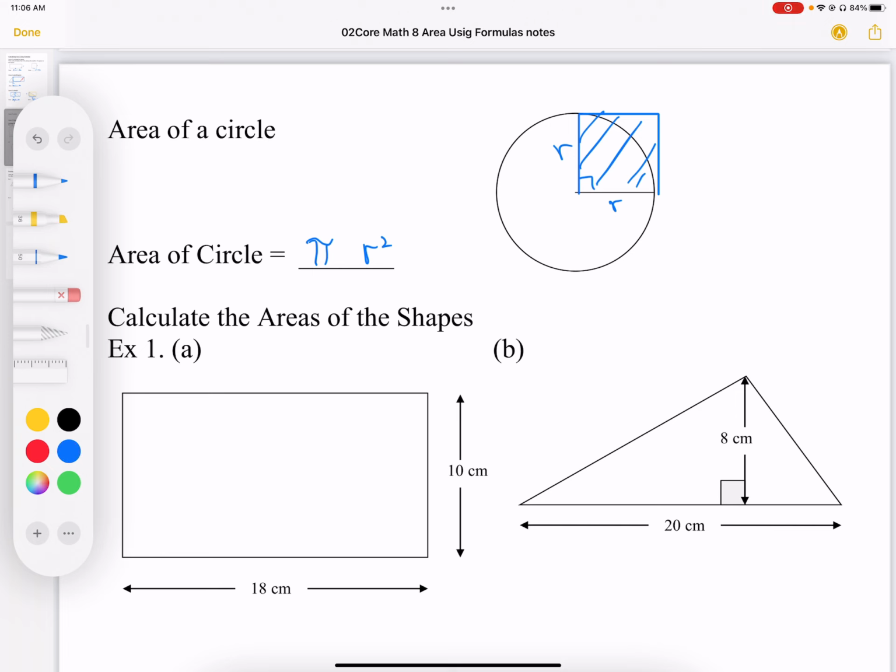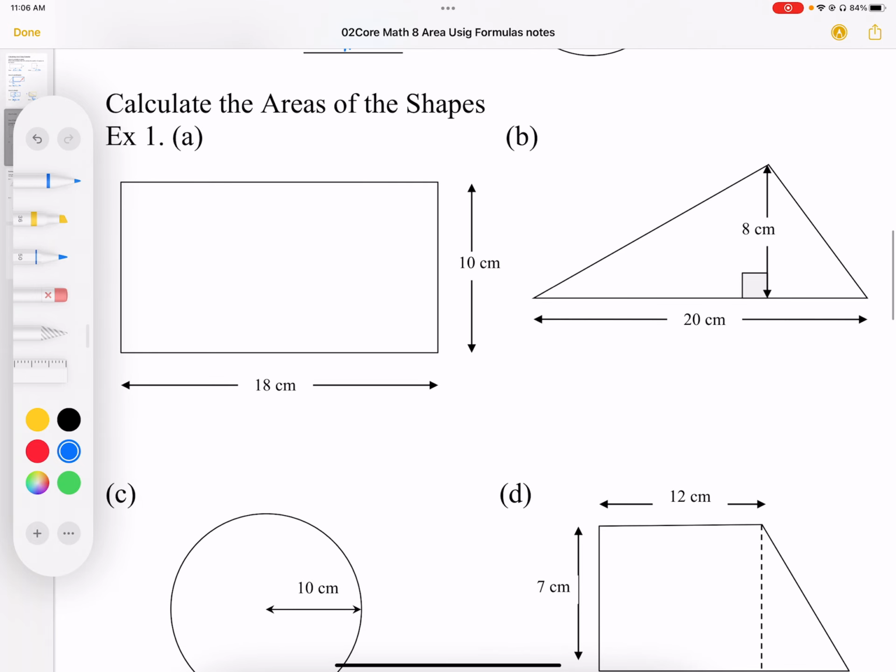So this one is a hard one to kind of visualize because it's hard to actually see how the squares fit into the circle, but this is where we get pi r squared. Okay, so our formula is pi r squared. We need to make the square first, and then we multiply it by pi.